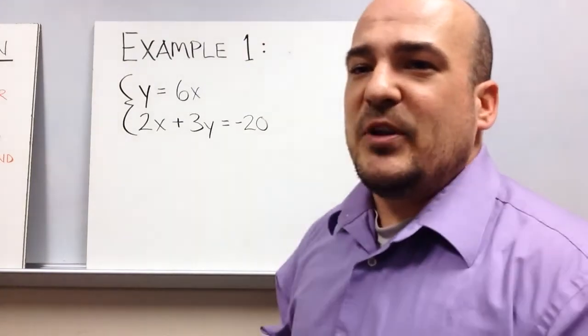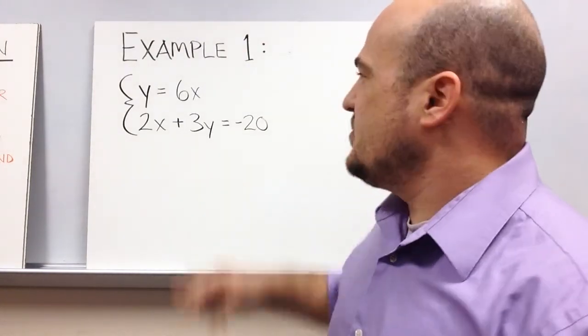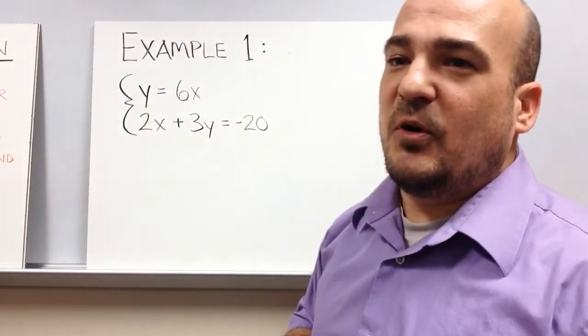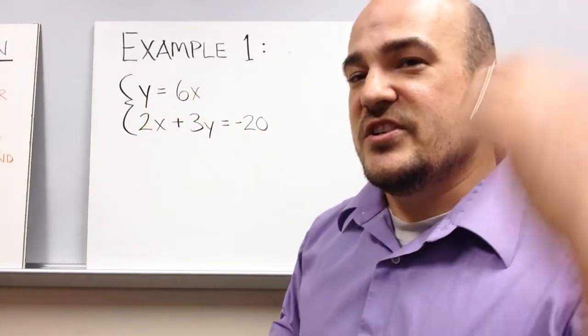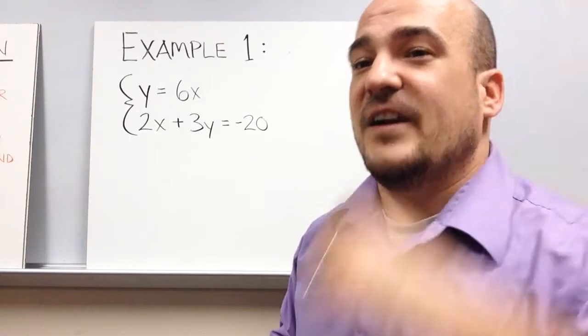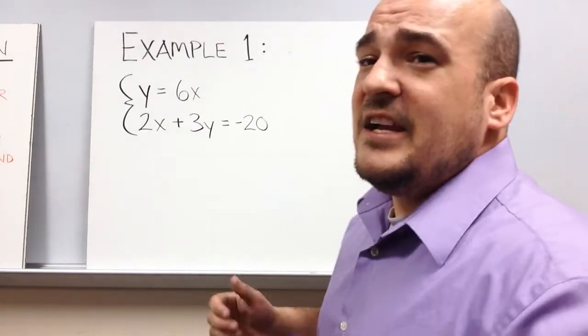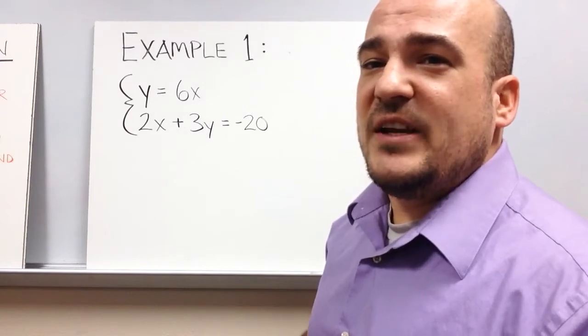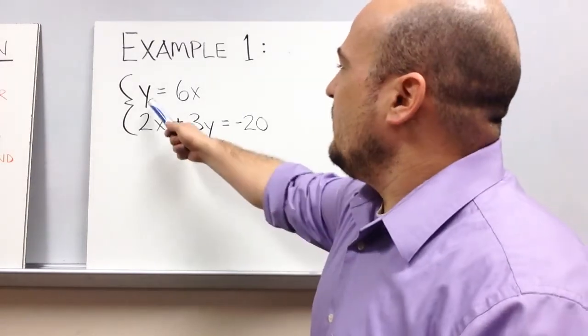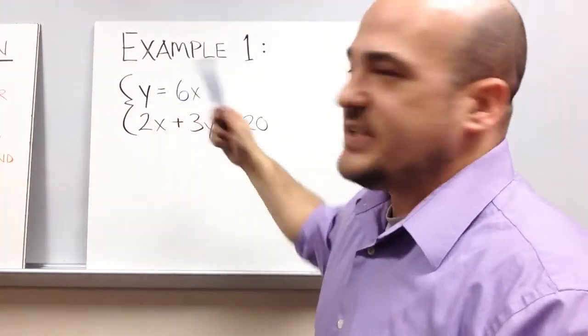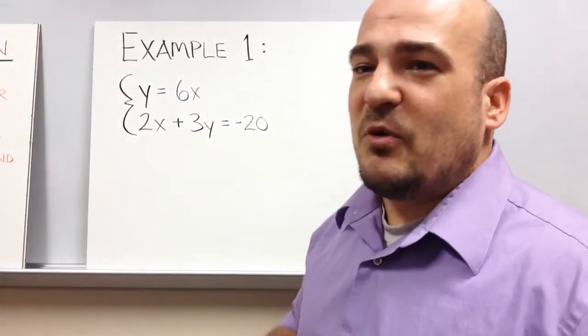All right, in example number 1 here, we've got a system of equations. We've got 2 equations with 2 variables. There's a y variable and an x variable. And we're going to use these 2 equations to solve and find out the value of the variables. Okay, so step number 1 is to solve one of the equations for x or y. Well, if you look at this first equation, it's already solved for y. It's y equals 6x. So step number 1 is done.